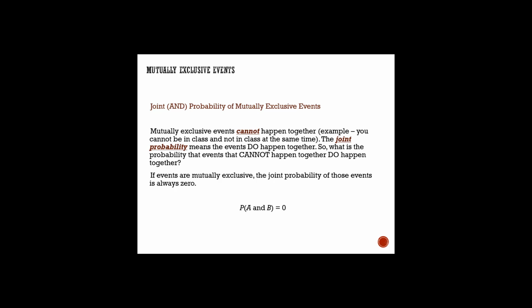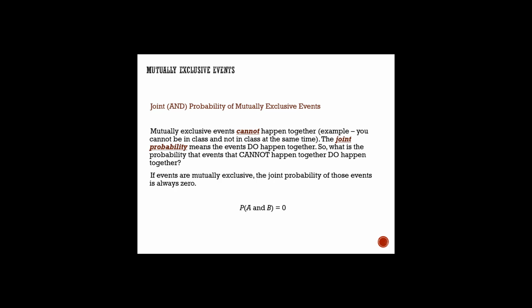Now let's talk about something that's really kind of common sense, but it's something that you do need to consider, and it's joint or and probability of mutually exclusive events. Well, mutually exclusive events simply cannot happen together. That's the definition. So, for example, you can't be present sitting in the classroom and not in the classroom at the same time. Joint probability means that these events do happen together.